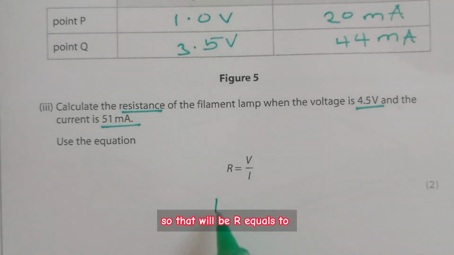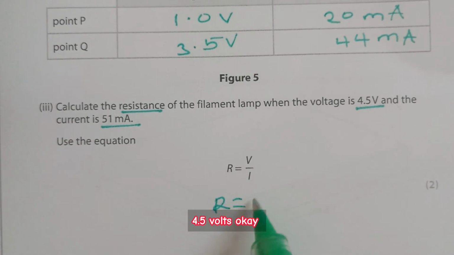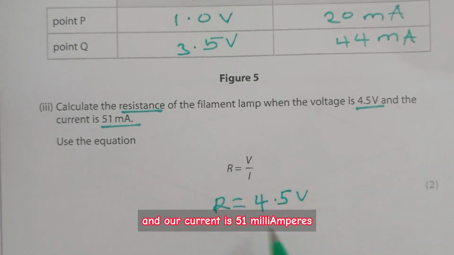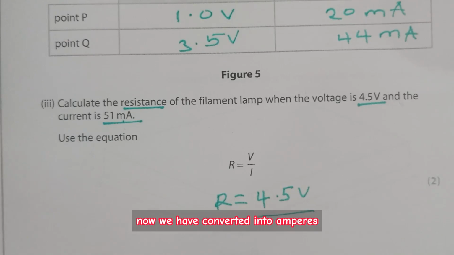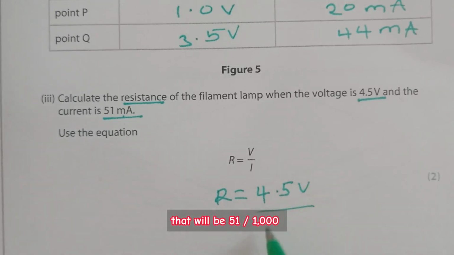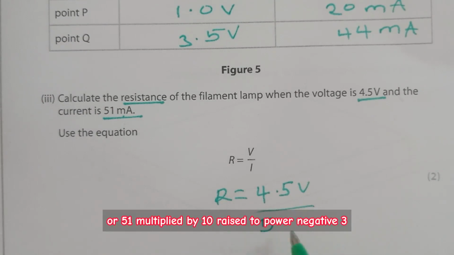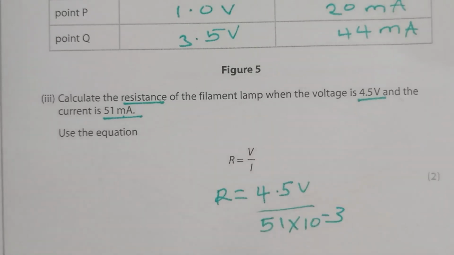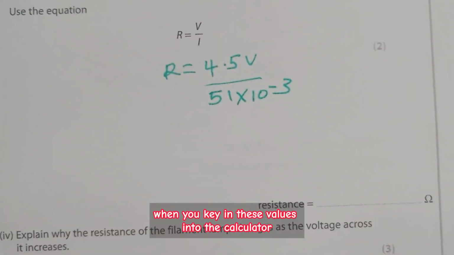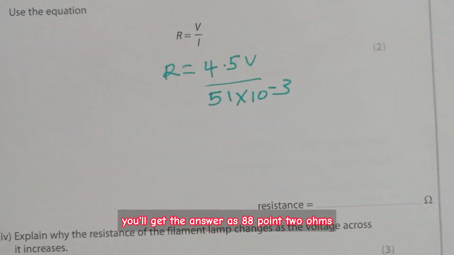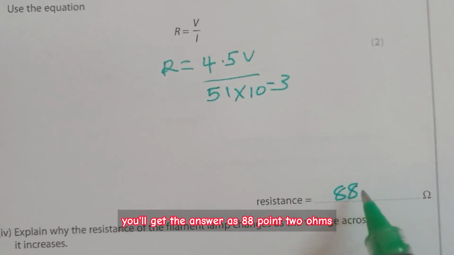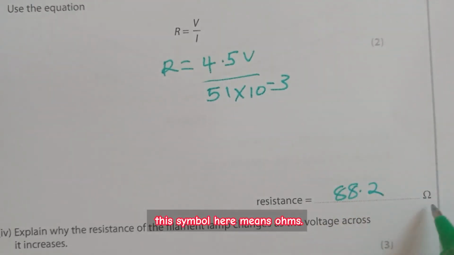So that will be R equals, what is our voltage? 4.5 volts, and our current is 51 milliamperes. Remember, it is in milliamperes, so we have to convert it into amperes. That will be 51 divided by 1000, or 51 multiplied by 10 raised to the power negative 3. When you key these values into the calculator, you'll get the answer as 88.2 ohms. This symbol here means ohms.